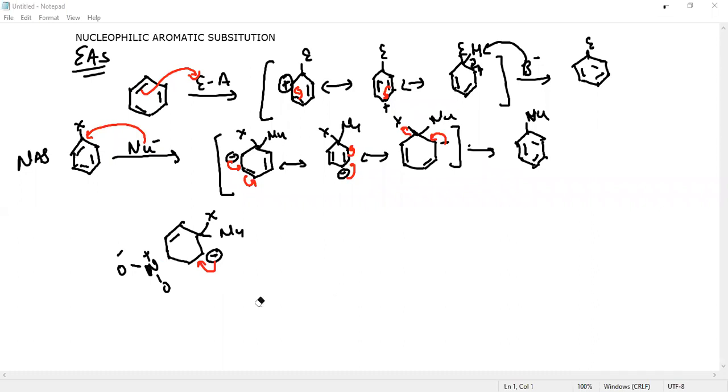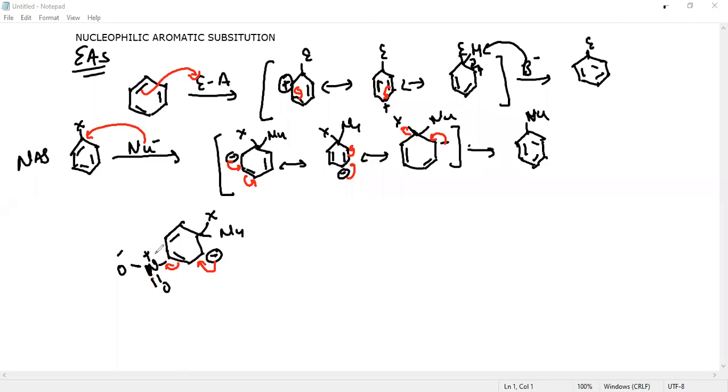So you do have this thing over here, right? So this one moved here, and then this pi bond can be made to move all the way up to the nitro group. Okay, and this would move here. So there is a double bond here. So this is our situation right here.